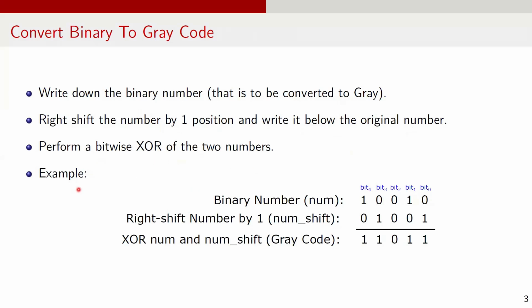Let's look at an example. Suppose we have a binary number 10010 and we want to find the gray code for this number. We take this number, right shift it by one position and write it below this. So this is the shifted version. And then we XOR each of the bit positions: 1, 0, 1; 0, 1, 1; 0, 0, 0; 1, 0, 1; 0, 1, 1. And this 11011 is the gray code for the binary number.